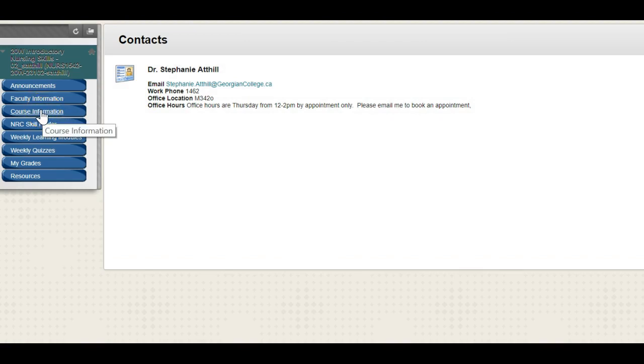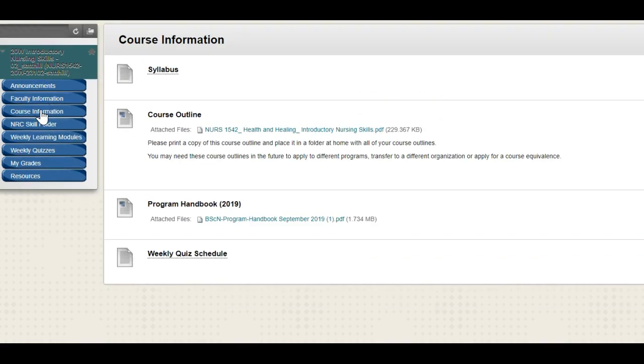The next tab on the left-hand side is course information. What I've put here is access to your syllabus. So this is where you're going to want to click to find your syllabus and review all of your course information about the course. I've also posted the course outline for you. The BSCN program handbook is also really important for students in their first semester of the program, so I put it there for you as well.